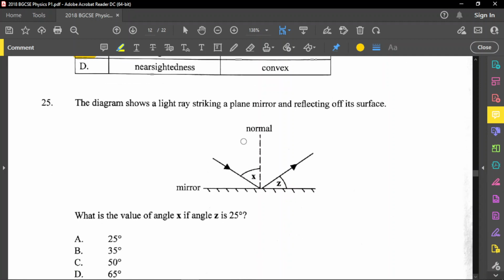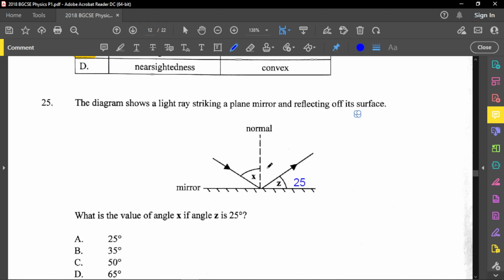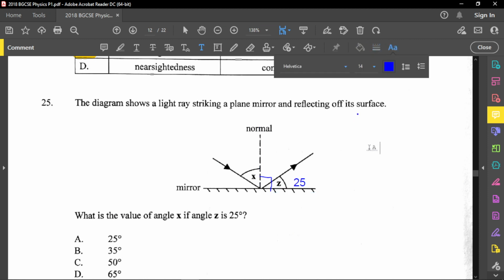Question number 25. It says the diagram shows a light ray striking a plane mirror and reflecting off its surface. What is the value of angle X if angle Z is 25 degrees? Now, again, some mathematical skills here. If Z is 25, then from here to here is 90 degrees. So 25 from 90 gives 65. So it's going to be 65 degrees.